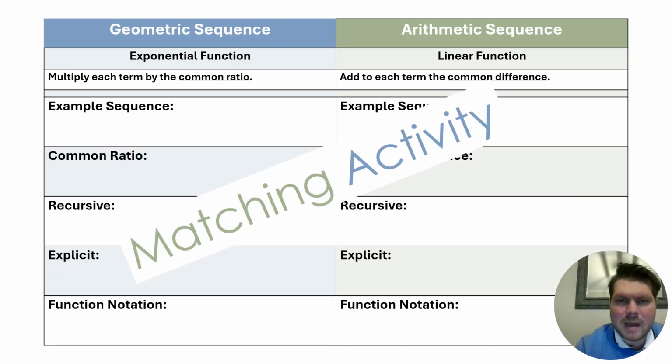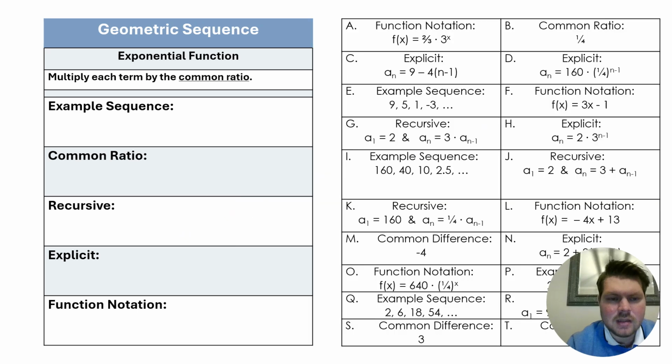Okay, we then did a matching activity for most of the rest of class. I'm going to do some of this with you. Feel free to pause at any time if you want to try on your own. It's pretty easy. So we have 2 different sides. We have geometric and arithmetic. Geometric is exponential. So let's look for an exponential example sequence.